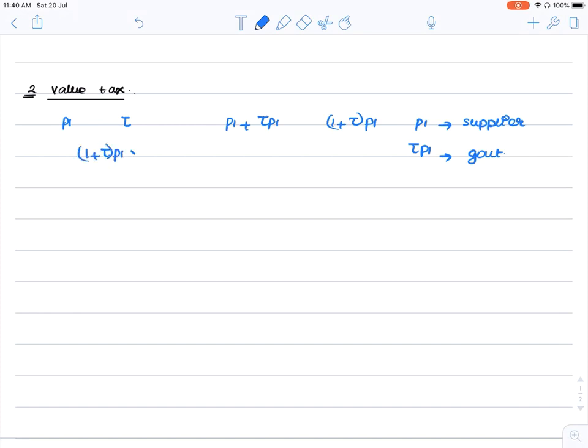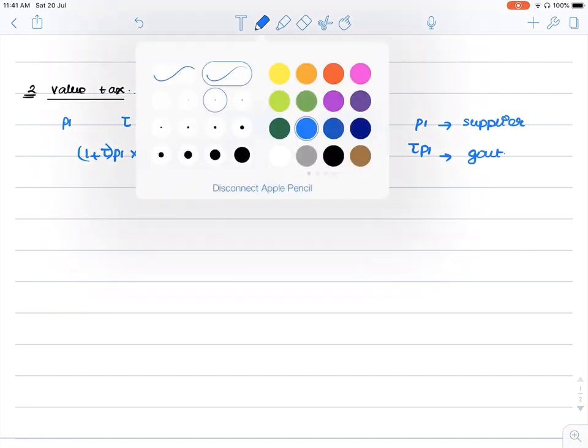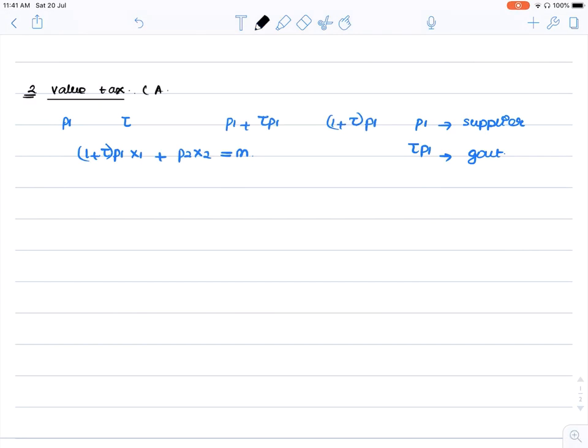Well, you can write the budget line as (1 plus tau) P1 x1 plus P2 x2 equals m. This is the new budget line. The original budget line was P1 x1 plus P2 x2 equals m, while the new budget line is (1 plus tau) P1 x1 plus P2 x2 equals m. So this is a little different from the quantity tax, right? It is on the value, on the price of the good. This is also called ad valorem tax.